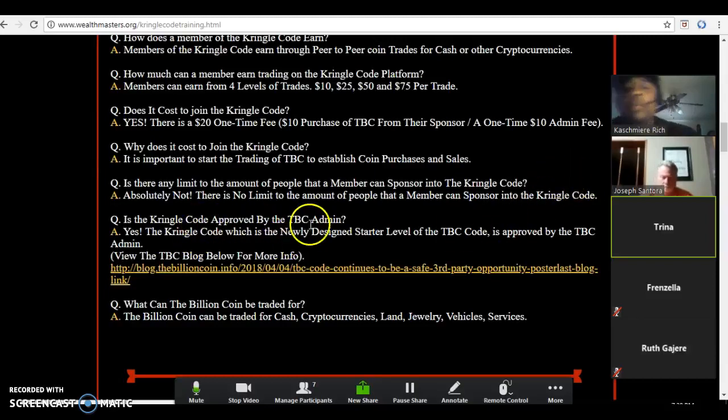Okay. Is the Kringle Code approved by the TBC admin? Yes, the Kringle Code, which is the newly designed starter level of the TBC Code, is approved by the TBC admin.